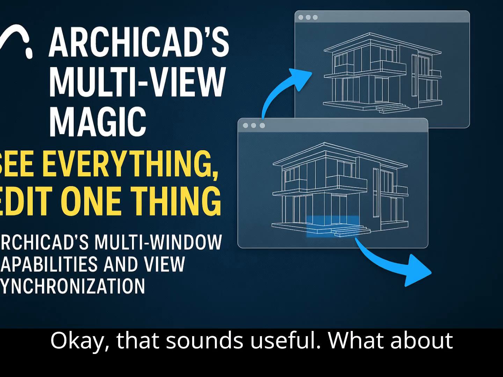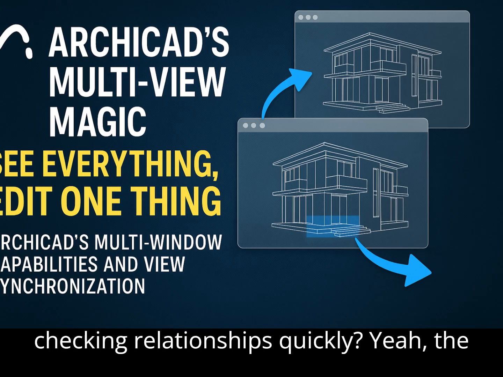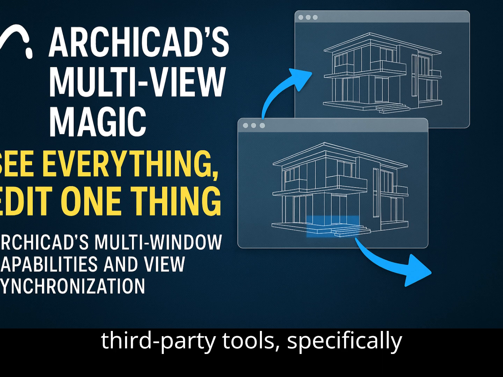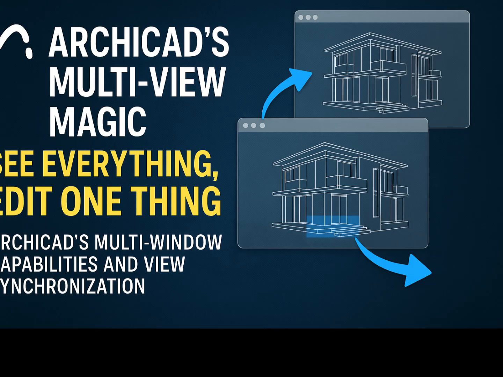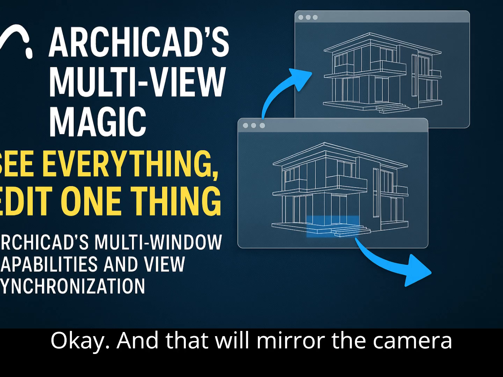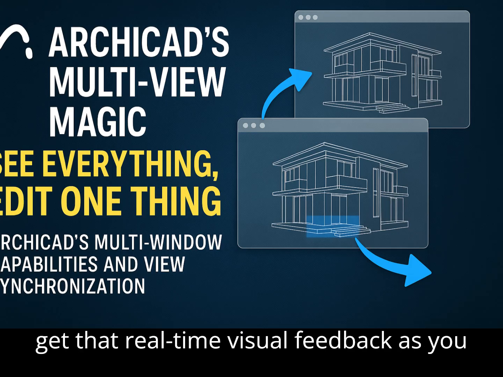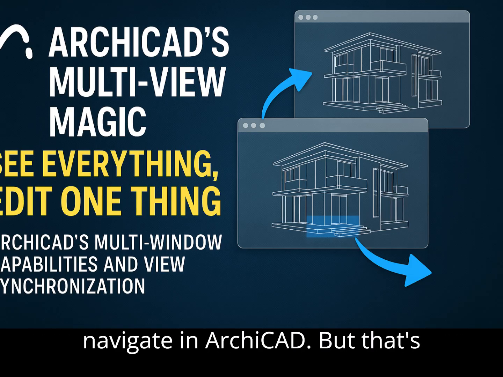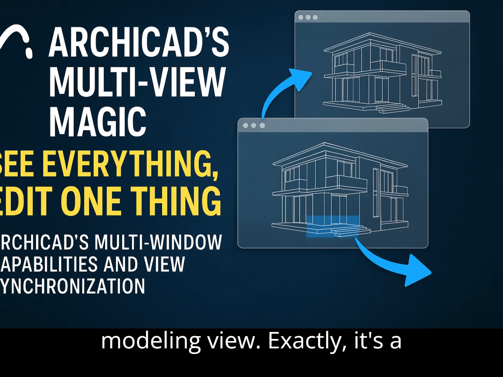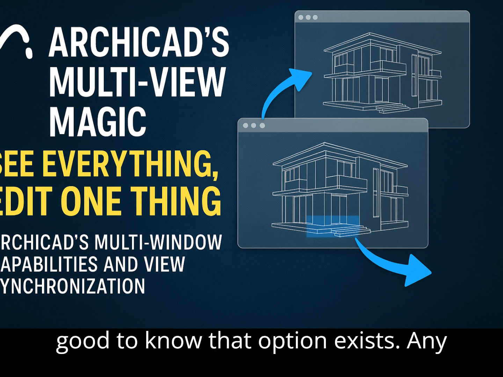Okay, that sounds useful. What about getting something that feels a bit more live, maybe for visualization or just checking relationships quickly? Yeah, the sources do mention integrations with third-party tools. Specifically, real-time renderers, like Inkscape. Inkscape does have an option, I think it's called Synchronized View, and that will mirror the camera movement between Archicad's active 3D window and the Inkscape viewport. So you get that real-time visual feedback as you navigate in Archicad. But that's happening in Inkscape, the external application, not within Archicad's own modeling view. Exactly. It's a visualization link, not a modeling link between Archicad's own windows. Still good to know that option exists.